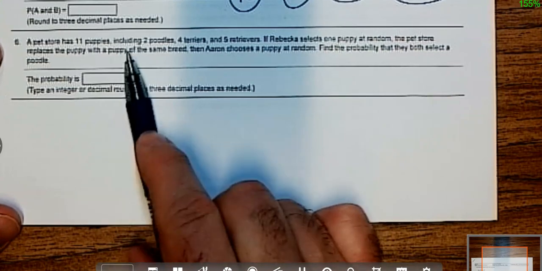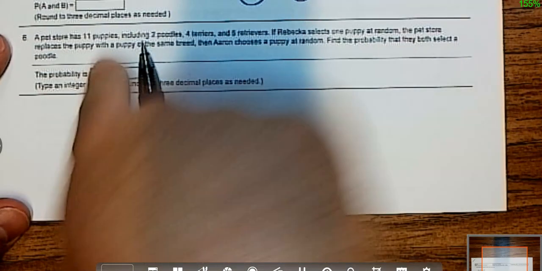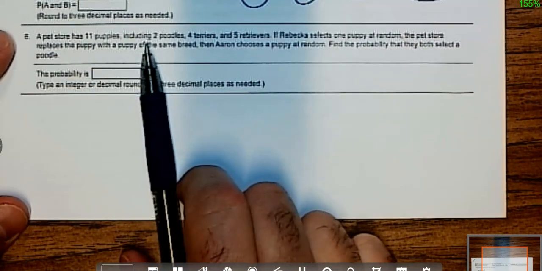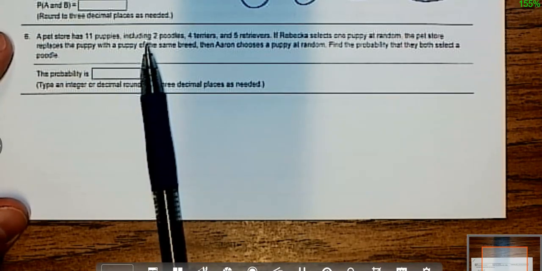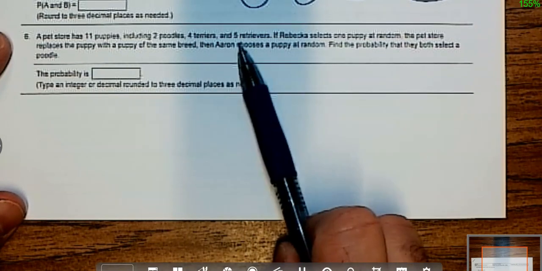A pet store has 11 puppies. You know what? Not every class has done that, but a couple classes. As soon as I got the word puppies, I heard that. But not every class. Just a couple of them. I'm like, that's interesting.